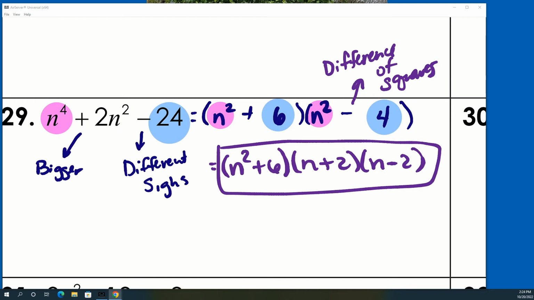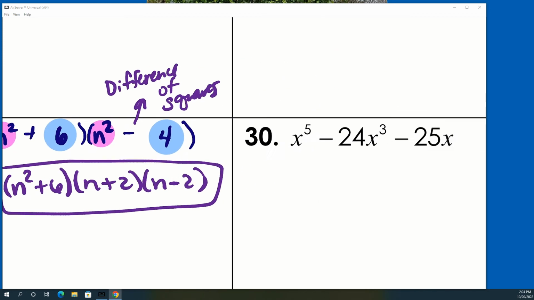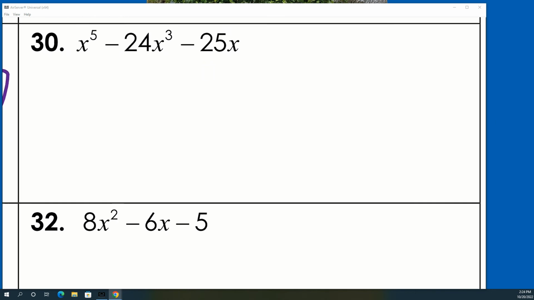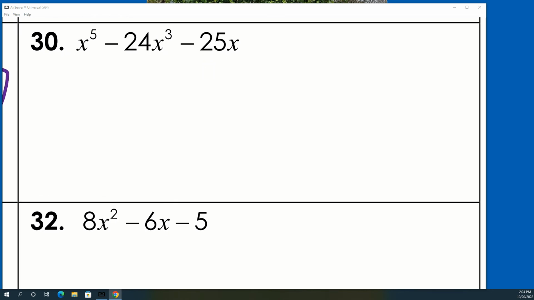Okay, we're gonna do one more that's kind of like that, and then one of the slide divide bottoms up ones. What do you guys think we need to do first on number 30? Is there a common factor? What's the common factor? X. So we're going to start off and factor out the common factor.